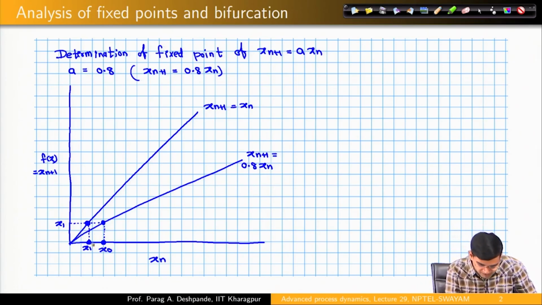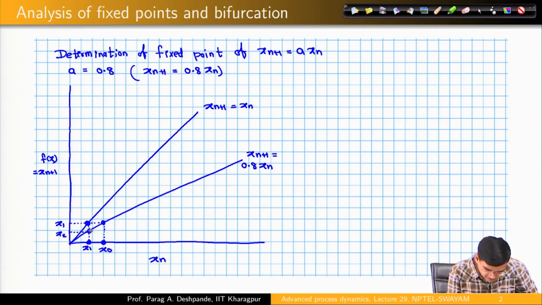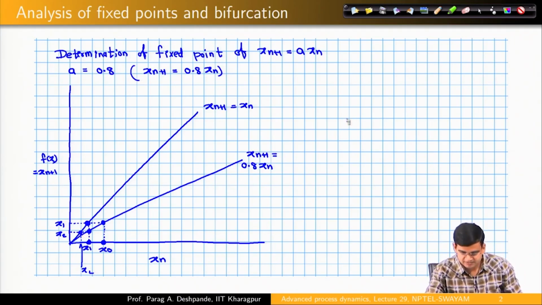So, now I get the value of my dynamical variable at a new instant of time. Now, corresponding to x 1, this will be the value of x 2, and then I will repeat the procedure. This will become x 2 and so on. So, let me expand it. What is going to happen?